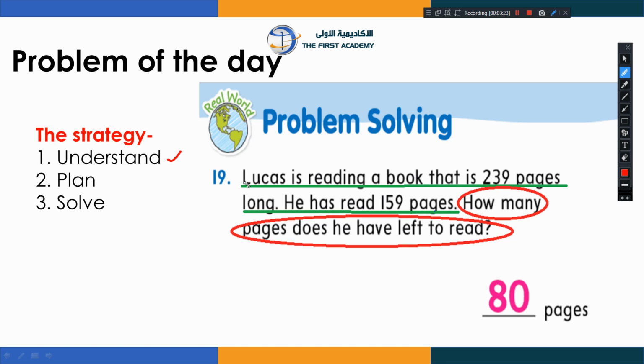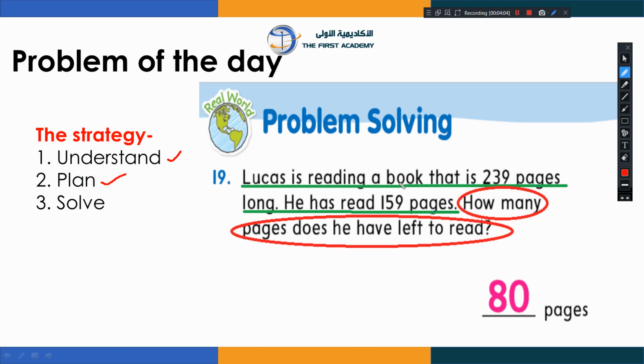Now let's see. Let's read the problem together. Lucas is reading a book that is 239 pages long, a very long book. He has read 159 pages. So this is what I know. I will underline what I know. Now there is a question. How many pages does he have left to read? So this is what I need to find out. So I circle that and I go ahead to do step number 2, which is to plan.